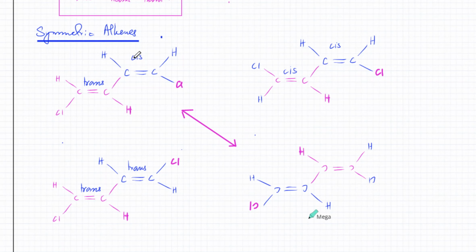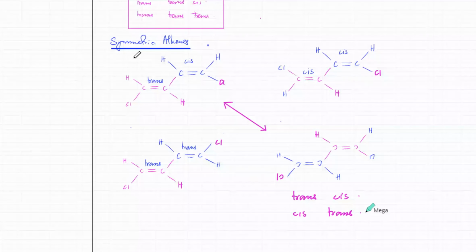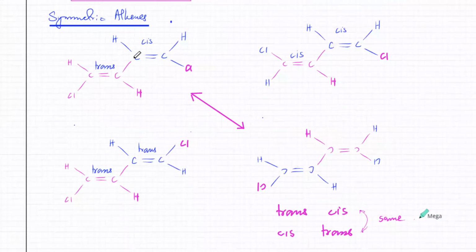That if the molecule is symmetric, then trans cis and cis trans would be exactly the same. Whether it's trans cis or whether it's cis trans, the two arrangements would exactly be the same. Is this clear or not? Yes, sir, it's clear.